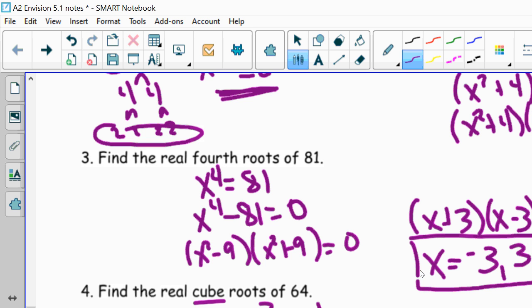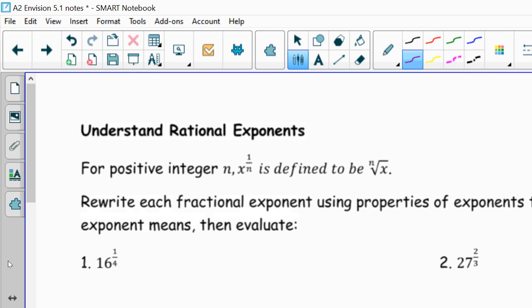All right, next page. Understanding rational exponents. So for every positive integer n, x to the 1 over n is defined to be the nth root of x. Rewrite each fractional exponent using the properties of exponents to explain what their fractional exponent means and then evaluate it. So 16 to the 1/4 power.